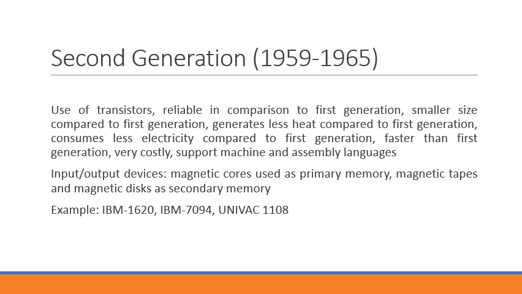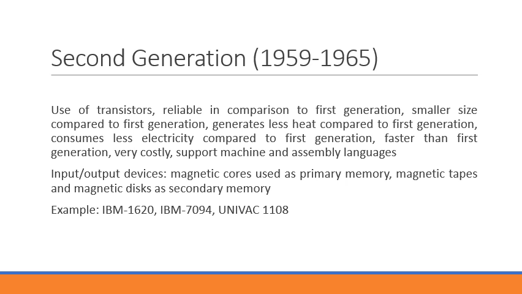Now second generation. The period of second generation was from 1959 to 1965. In this generation, transistors were used that were cheaper, consumed less power, more compact in size, more reliable and faster than the first generation machines made of vacuum tubes.